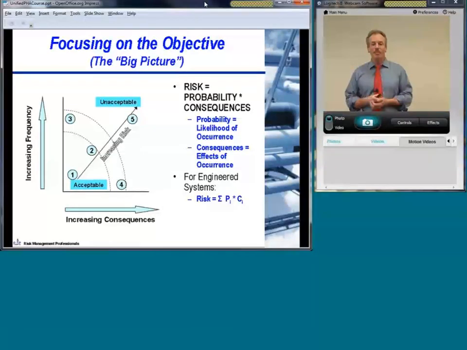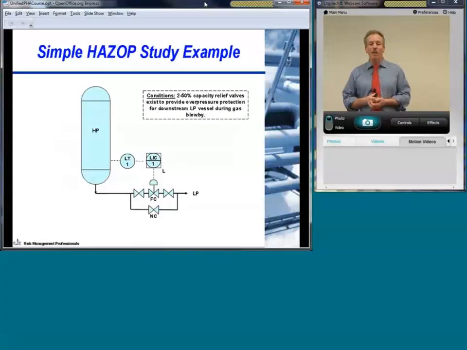A quick example: here's a high-pressure vessel on level control, a pretty typical setup for a facility. This is a representation of how it functions. This is basically a snapshot of a P&ID. The whole idea of a HAZOP study is to translate that design representation into what can go wrong with the system so that you can uncover weaknesses and address those high-risk scenarios.